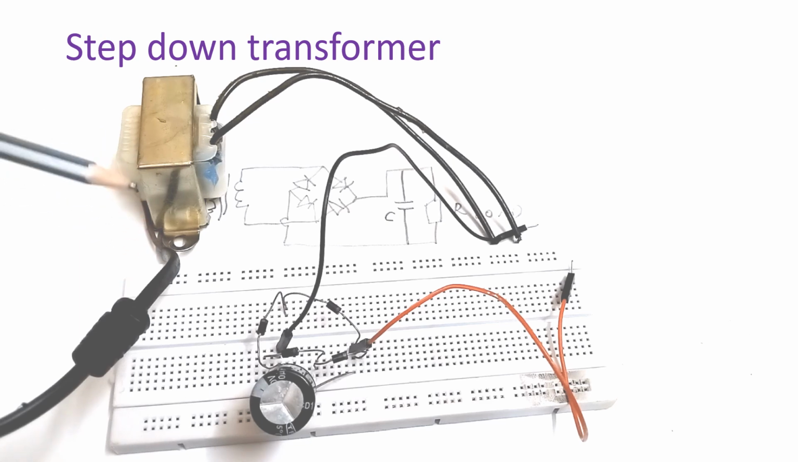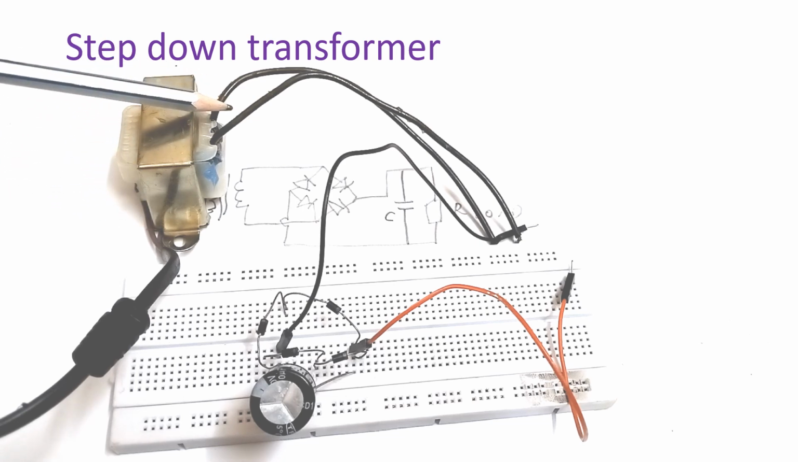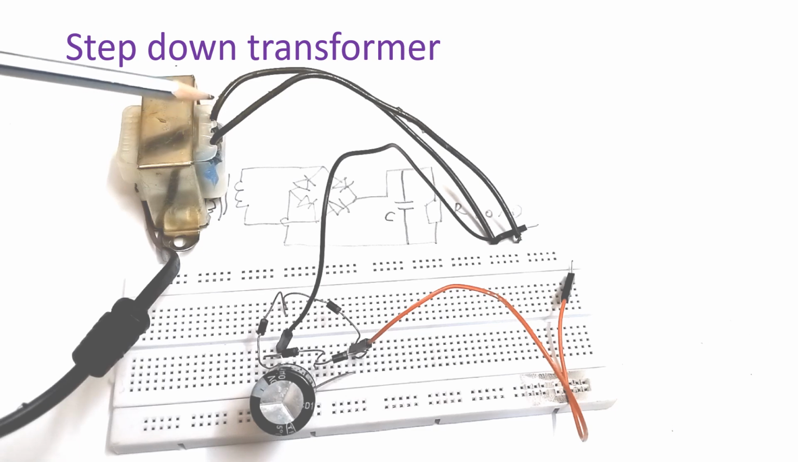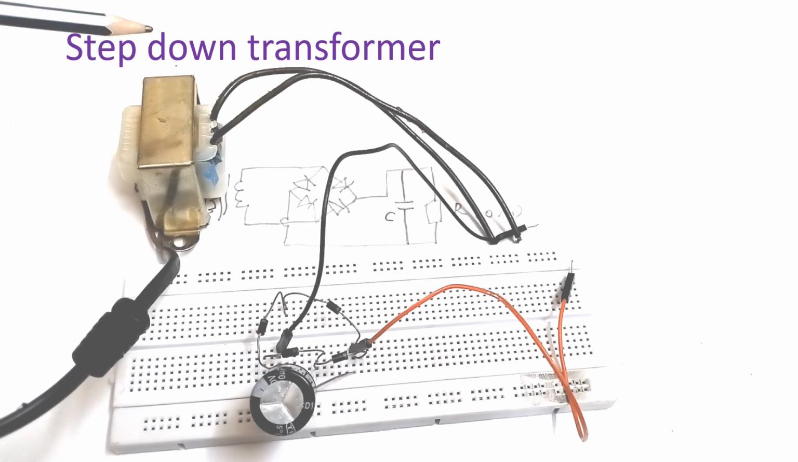So the number of turns will be much higher, and on the higher voltage side, as the current is lower and the voltage is higher, you will use thinner insulated copper wire. On the secondary side, as the current will be more and voltage will be lower, you use a thicker insulated copper wire. That is the usual pattern in step down transformers.